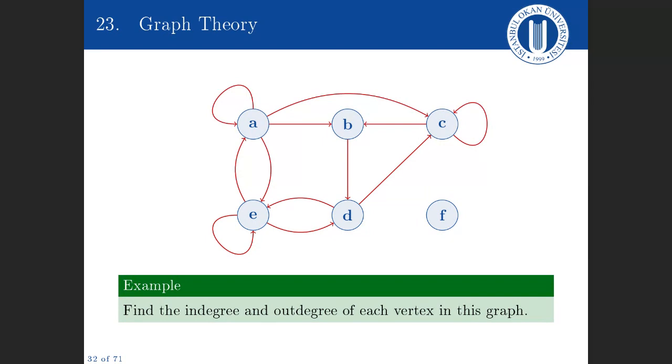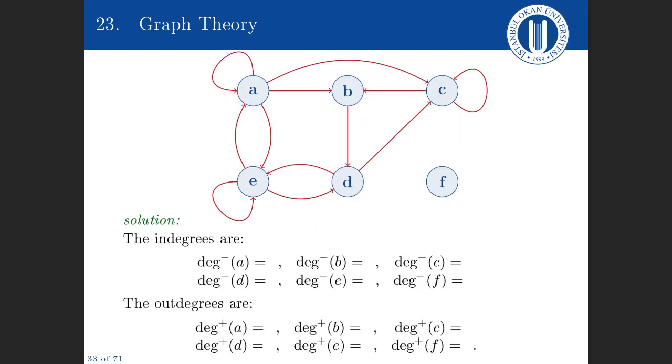For example, find the in degree and the out degree of each vertex in the graph drawn here. First, let's look at the in degrees. We need to count the number of arrows which point towards a vertex. A has 1, 2 arrows pointing to it, so the in degree of A must be 2.